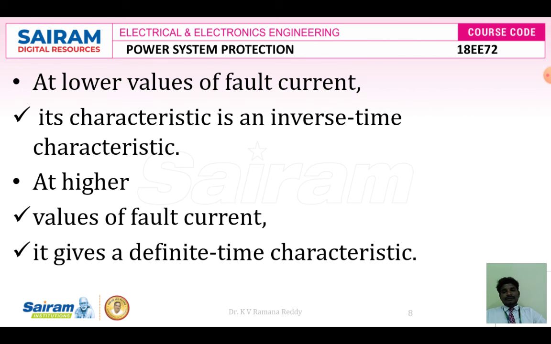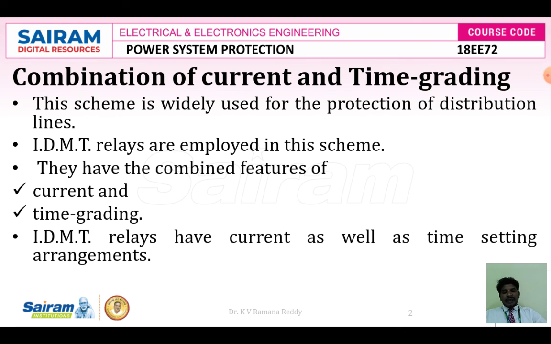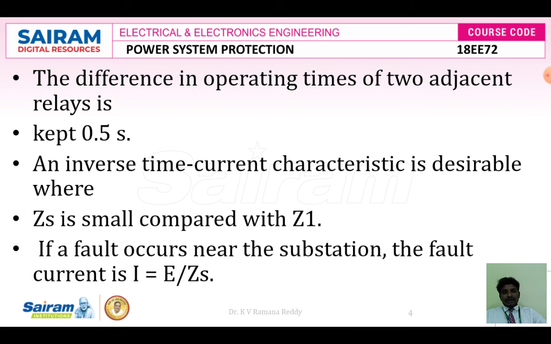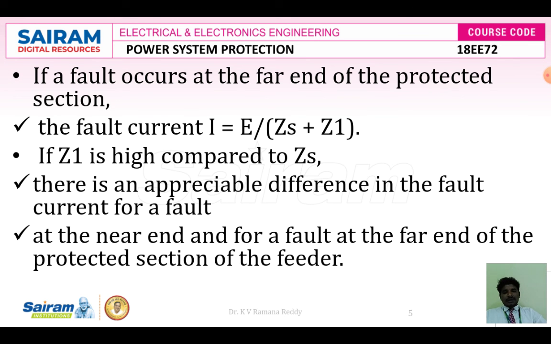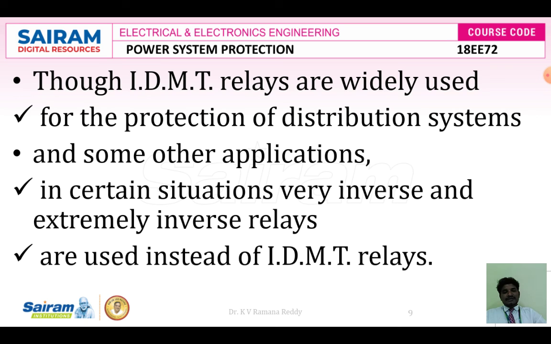Here, the combined characteristics, both time grading and current grading, give better results compared to a pure time grading system or current grading system. Generally the combination of current and time grading can be used for applications like sub-transmission systems and transmission systems, where it is difficult to deal with a large amount of fault current. In that case we use this kind of hybrid system, which is called the combination of both time and current grading system. Thank you.